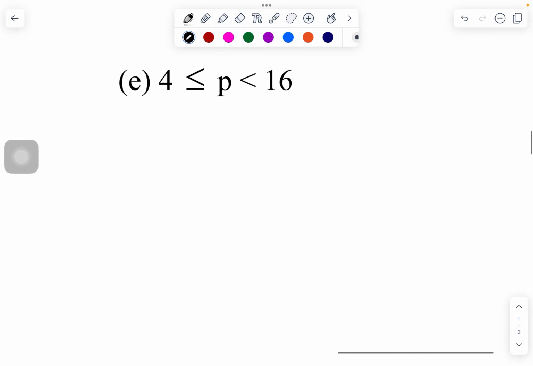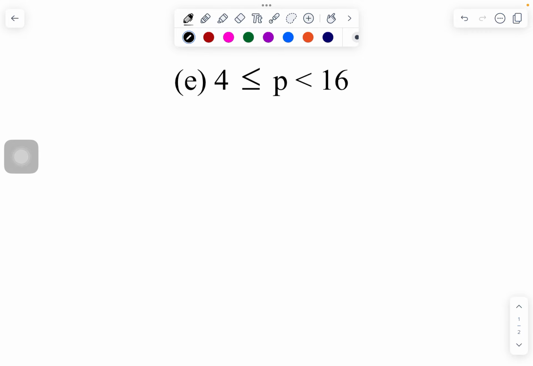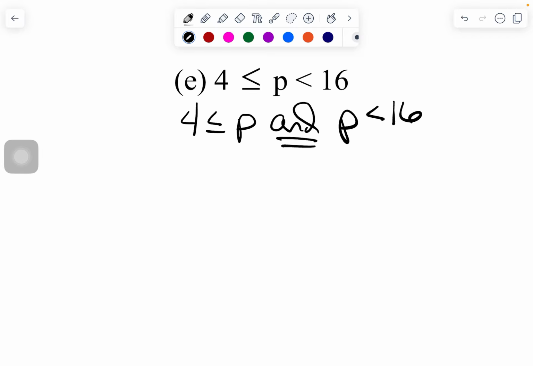I know there's a part E. I'm going to say it's in there somewhere. We have another conjunction. So 4 is less than or equal to P, and P is less than 16. So on my number line, I need 4, I need 16. Let's see what we got here.